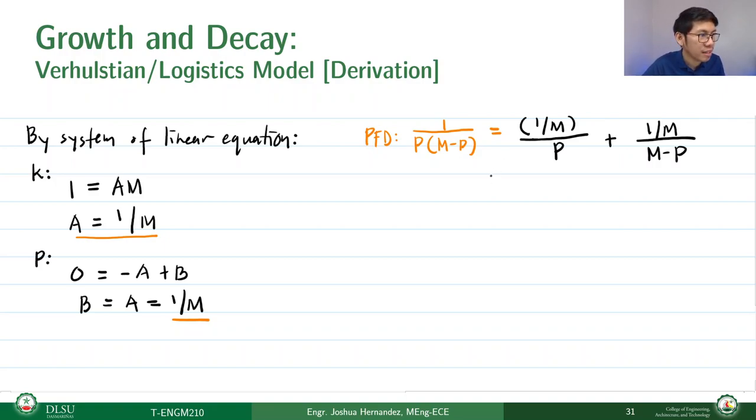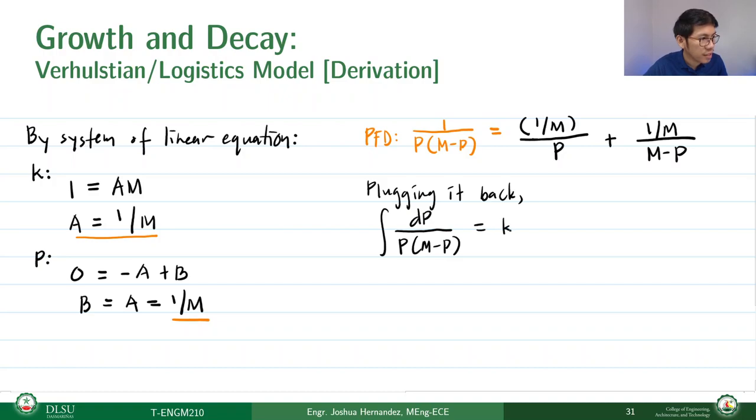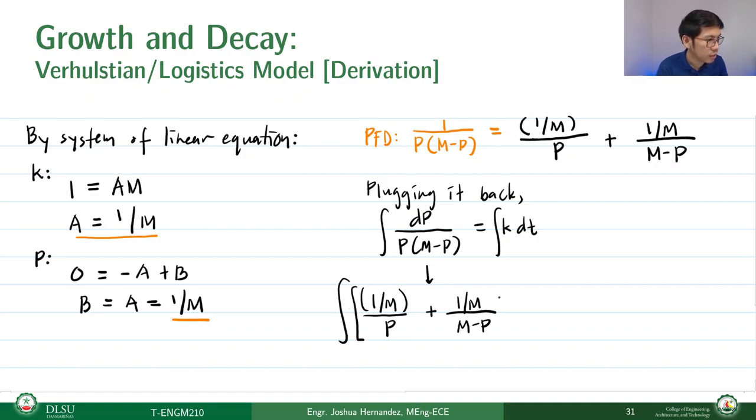So, kung ipa-plug natin back, dun sa ating equation, plugging it back, magkakaroon tayo ng, di ba yung ating integral is dp all over p(m minus p) equals k dt integral din. Magkakaroon ngayon tayo ng equivalent na ganito. Integral of 1 over m over p plus 1 over m, all over m minus p. Yan. So, integral nitong lahat, of course, dp equals k dt.